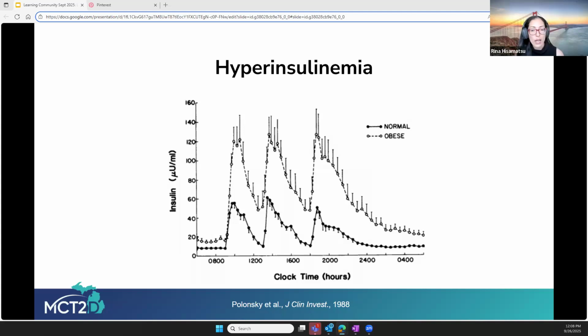So this graph that you see here is from one of several studies depicting how insulin levels in patients with metabolic syndrome are higher than those without metabolic syndrome. And just as some information, all participants here ate the same meals at the same time, but you can see here that there are very different responses in insulin.